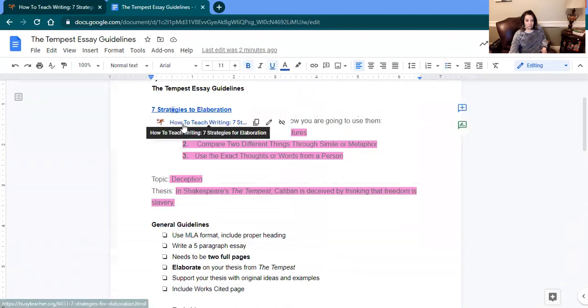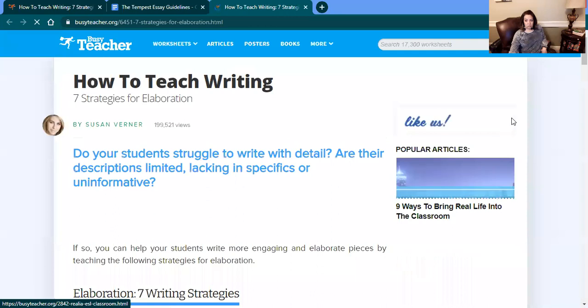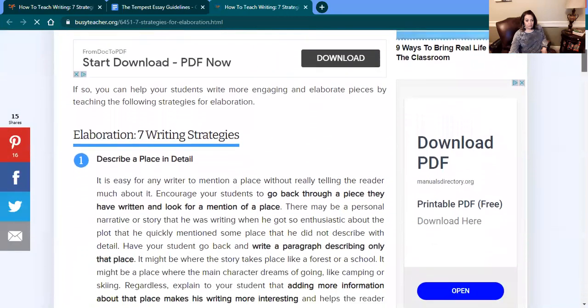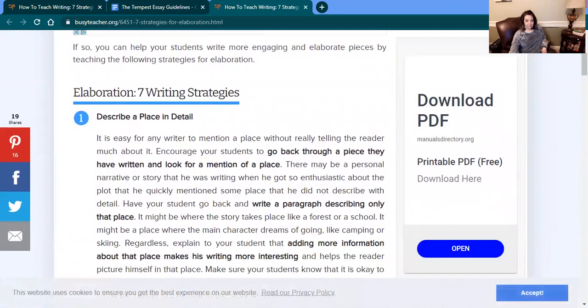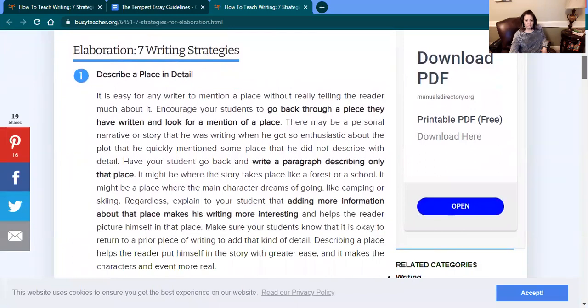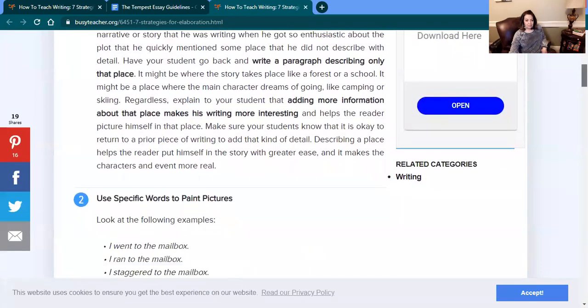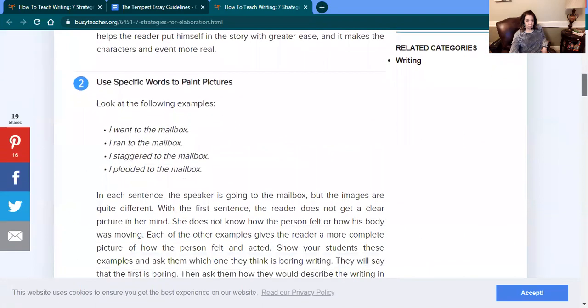So now let's look at the 7 strategies of elaboration. You need to choose 3 of these. The first one is to describe a place in detail. Pretty self-explanatory. It's just writing more, so description. If you wanted to write over the setting and just talk about the island or talk about the shipwreck, you can do that. But make sure that you're coming up with an idea that's somewhat original or hasn't been talked about a lot. Use specific words to paint a picture. That's pretty much imagery. And then let's see here.